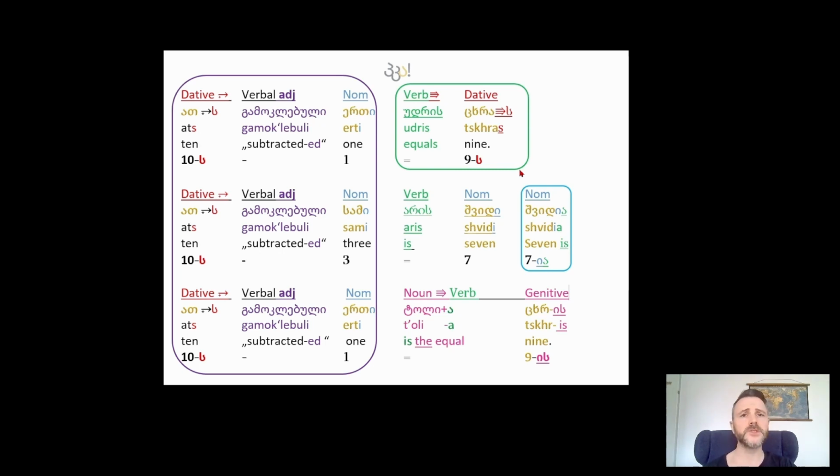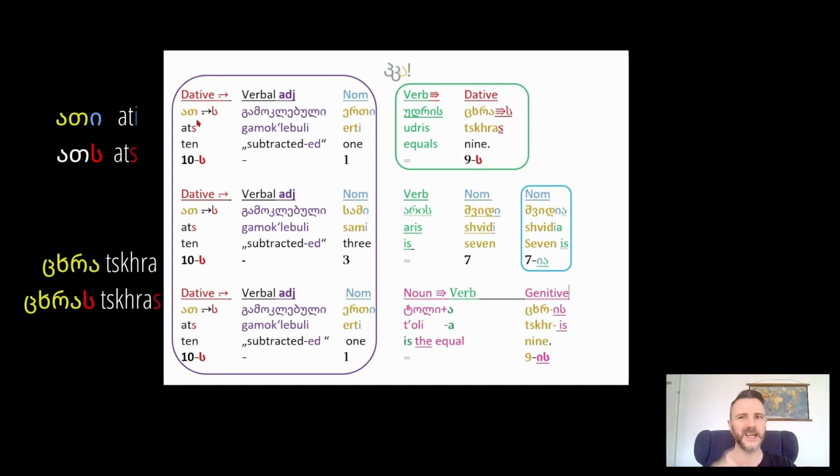One thing I wanted to show here, of course, is that ati is the number, but declined to ats because it ends in a consonant, whereas 9 is 9-ს. No change because it ends in a vowel. These things are to be taken into account at all times.